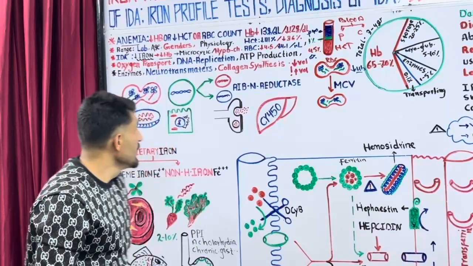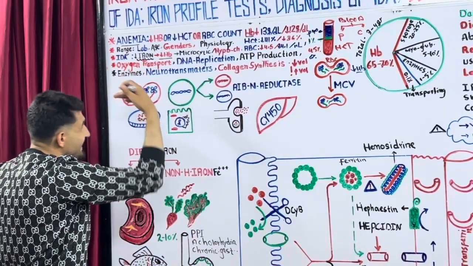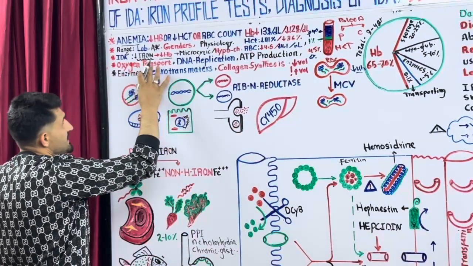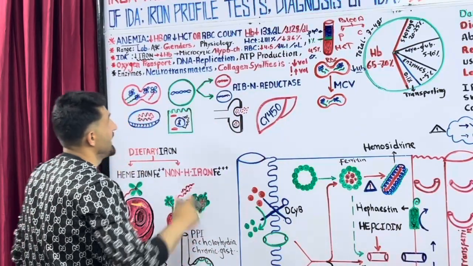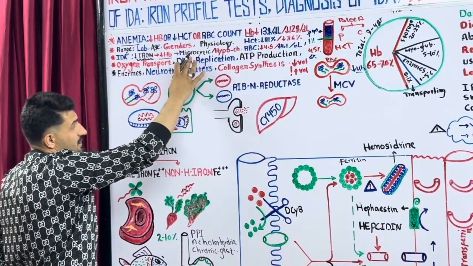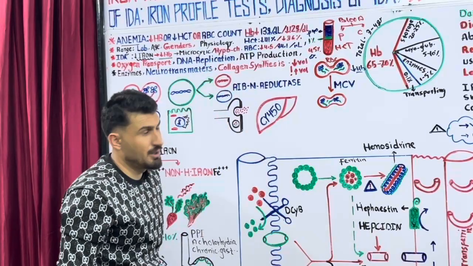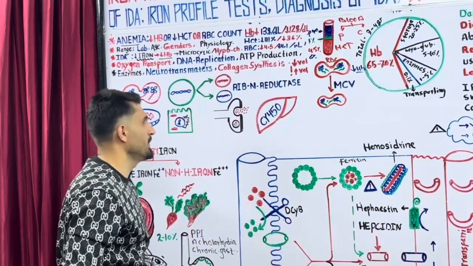So when hemoglobin concentration drops below normal due to iron deficiency, this anemia is called iron deficiency anemia. Okay, in early stages, iron deficiency anemia causes normocytic, normochromic anemia, but in later stages, it causes microcytic and hypochromic anemia. What do I mean by microcytic and hypochromic anemia?